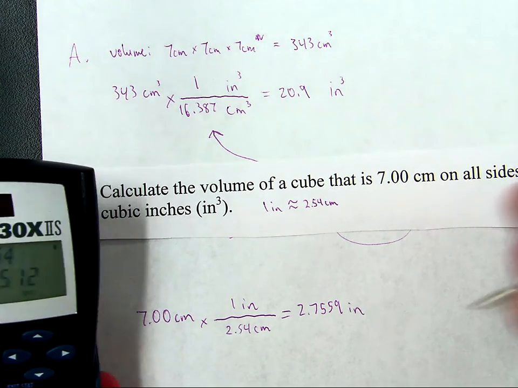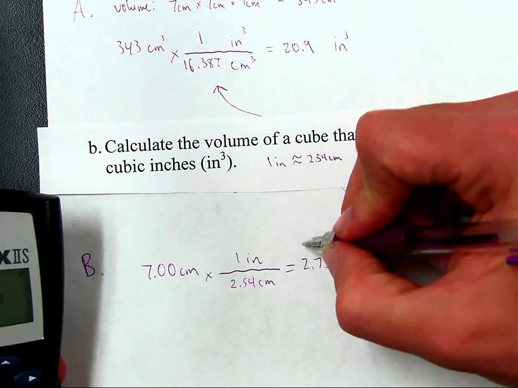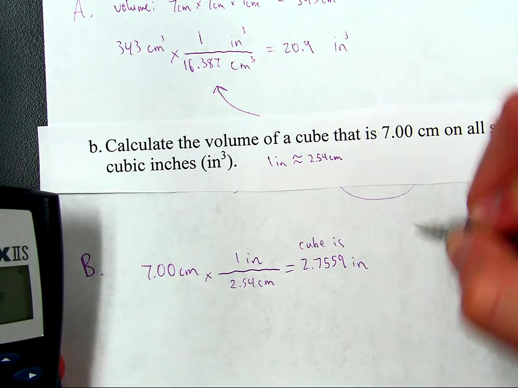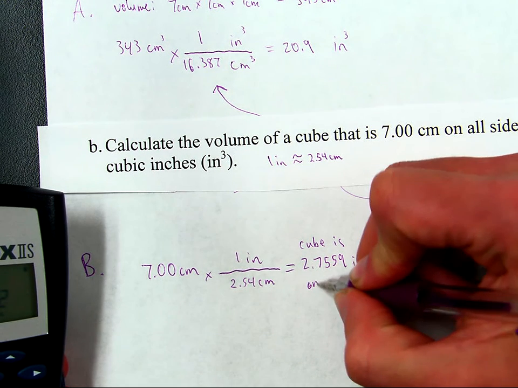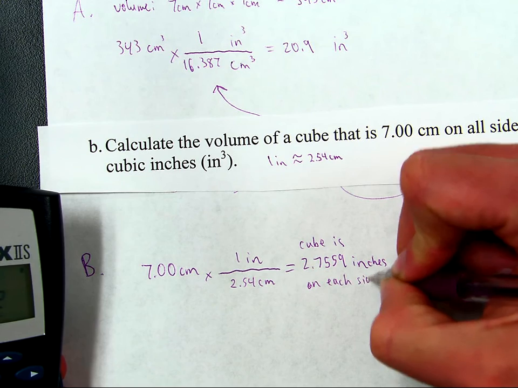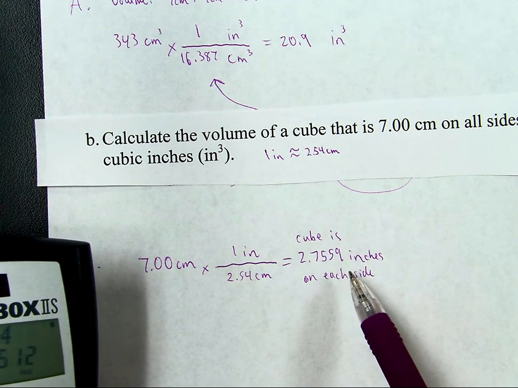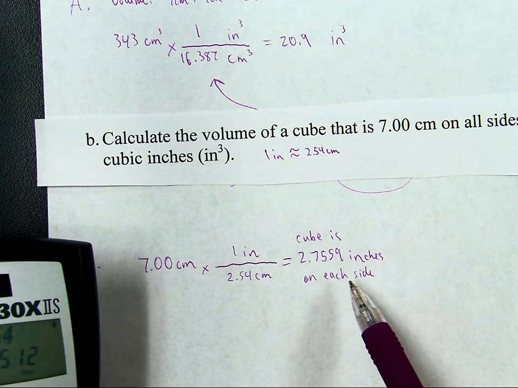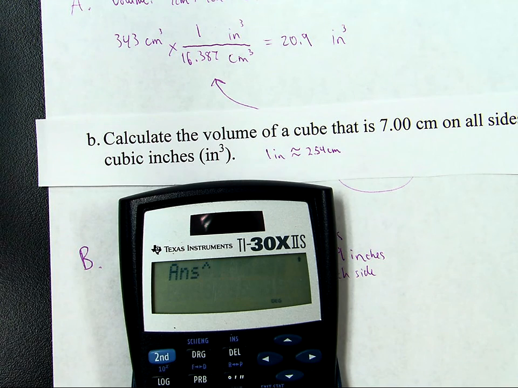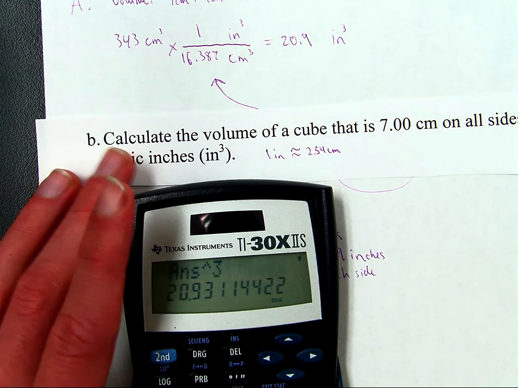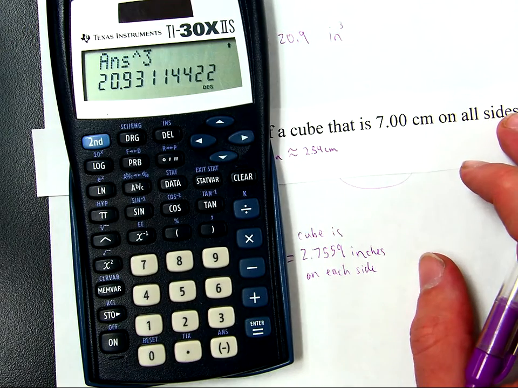Inches. Okay, so now we have a cube that's that many inches on each side. So the volume of a cube is just the side length to the third power. So I'm just going to take this and raise it to the third power. So that answer raised to the third is that, which hopefully looks pretty familiar. It's the same as what we got the first method.